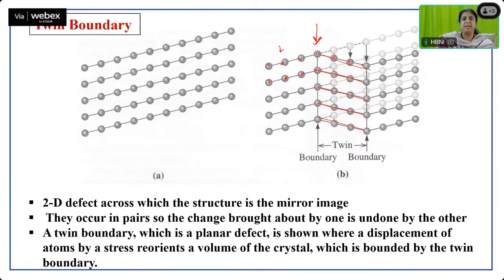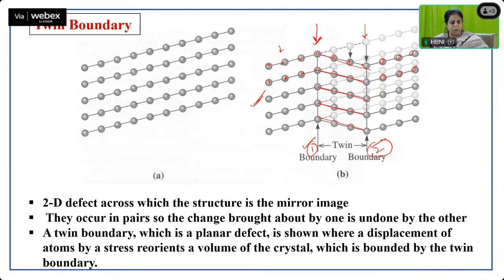Okay, so what will happen is, another boundary will appear which will undo this, and it will again bring the structure to the same as what it was here in this part of the crystal. So twin boundary, it is a 2D defect across which the structure is a mirror image, and the interesting part is they occur in pairs, so that the change brought about by one of them is undone by the other. The change that was brought about by this was making a mirror image, then it was again making a mirror image. So whatever change was brought about by one was undone by two.